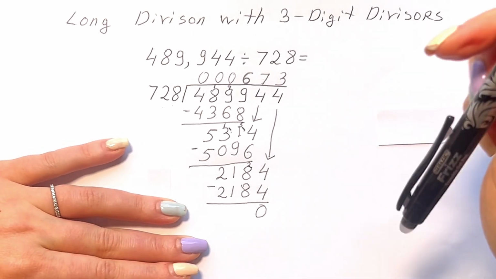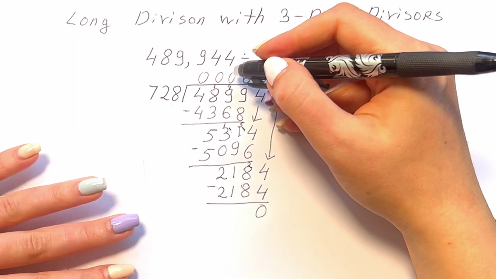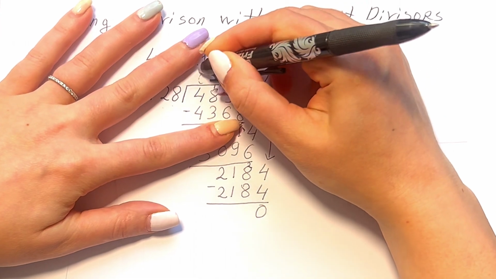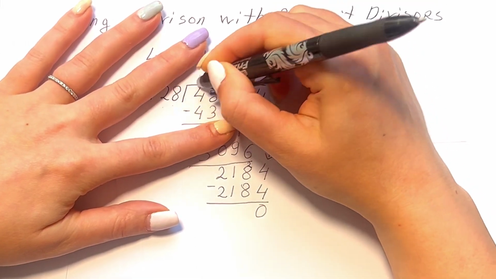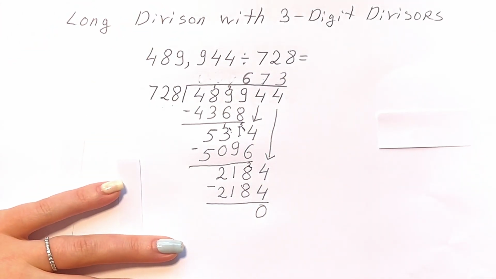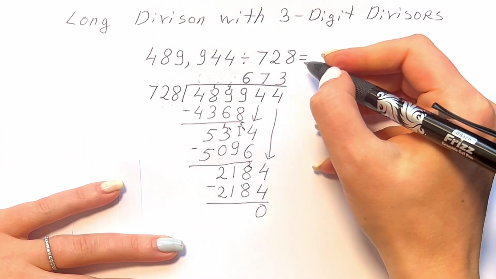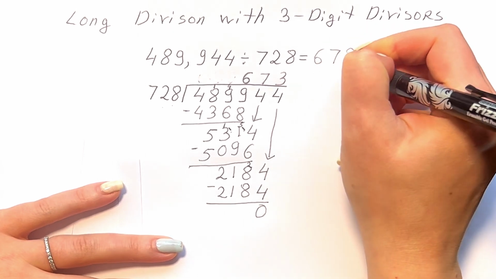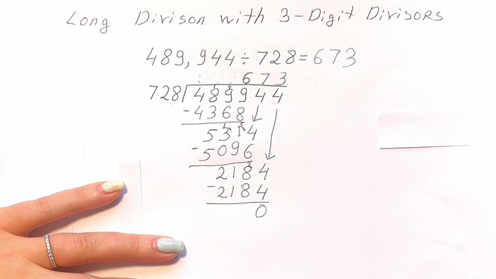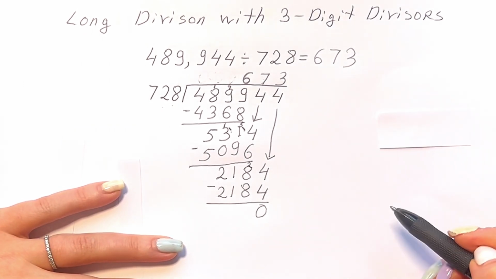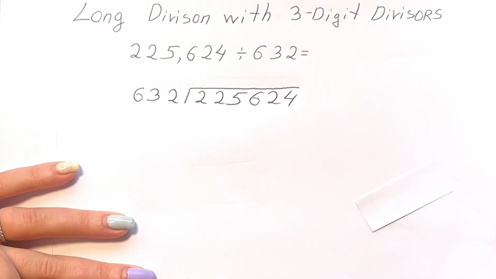So don't forget to erase the zeros on the front of our answer, because a number can never start with 0. So 489,944 divided by 728 is equal to 673. Did you see how easy I did the division with a 3-digit divisor without doing extra steps on the side, let's say multiples or something else? Let's try another example.